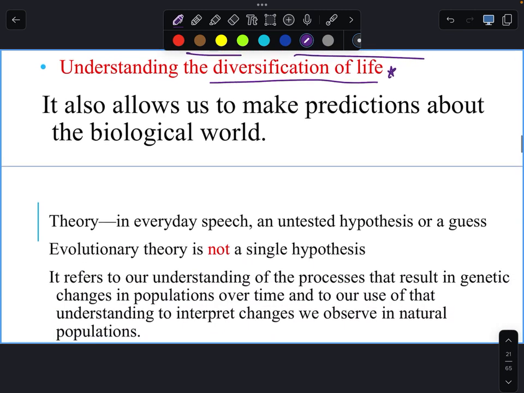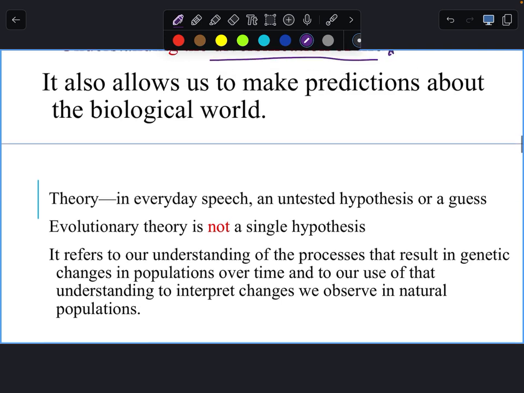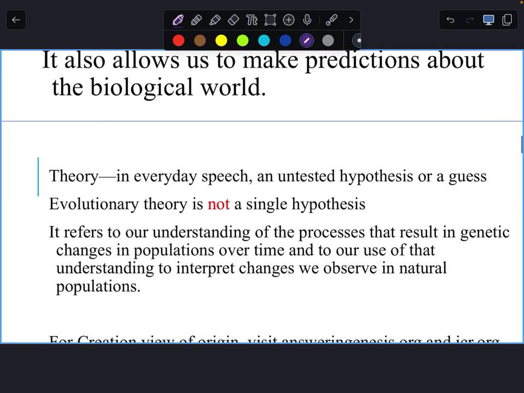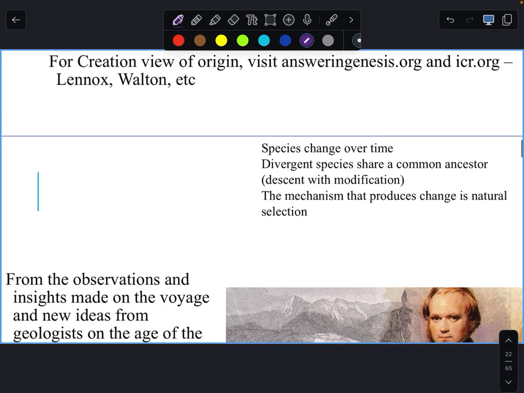But biologists of secular thought believe that all life came from a single living cell and then accumulated changes over billions of years. So evolution theory is not just a single hypothesis, right? It refers to a lot of different results and experiments and all sorts of different things.